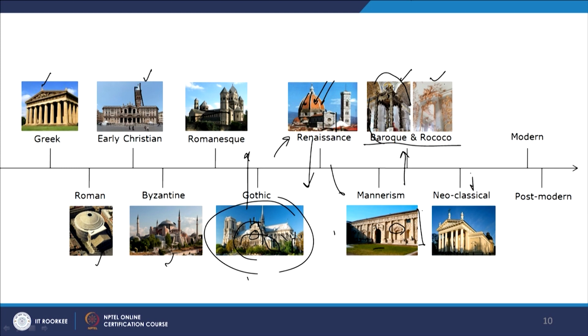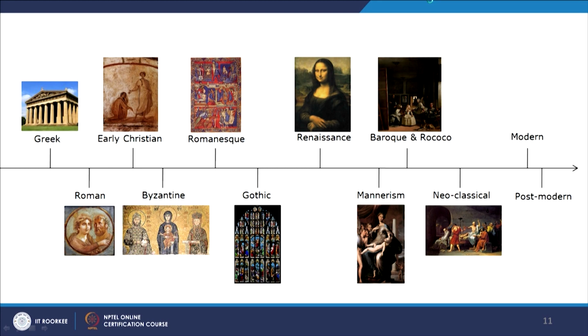Then neoclassical is the revival of the classical style, and modern again is low on ornamentation, while postmodern is high on ornamentation. So now if you look at the paintings, this is Roman paintings. They have all these works on the wall, and the early Christian paintings are mostly about Christianity and all these stories, and frescoes on the wall.